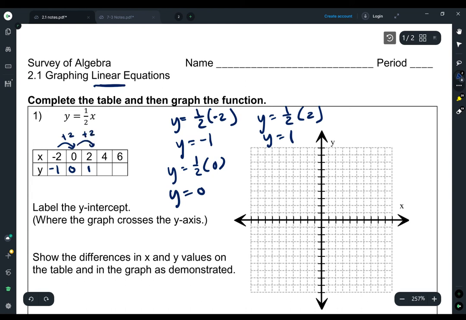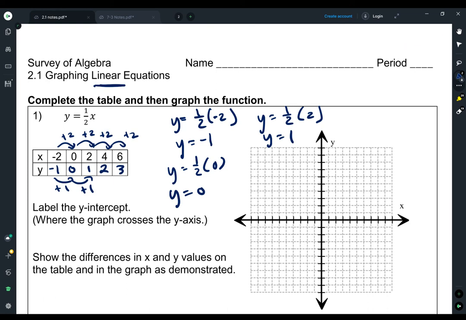So I always like to do 3 math problems, and we did do 3 math problems. We subbed in -2, 0, and 2. And then I like to look for a pattern. And since I have a pattern in my x's, I should also have a pattern in my y's. And I can see that the y's are going up by 1. And so that tells me that the next value will be 2 and then 3. And it still works. Half of 4 is 2, half of 6 is 3. So we have this cool pattern where my y's are going up by 1 and my x's are going up by 2. So now I'm going to go ahead and graph.